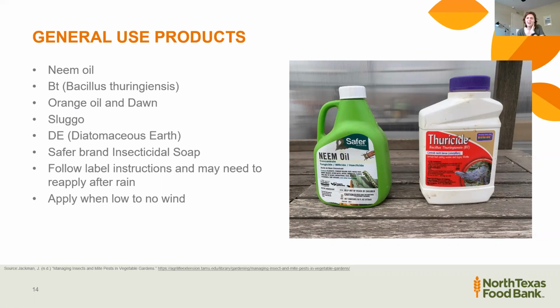A lot of the fire ants I have are inside my vegetable bed, so since it's directly next to a plant, I want to make sure that whatever I use is very safe. Sluggo, that's an organic product you can use for slugs and snails.